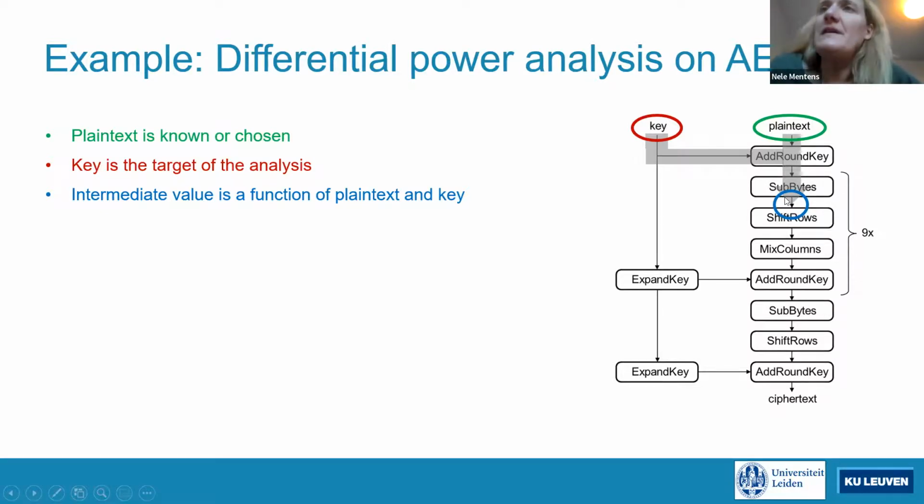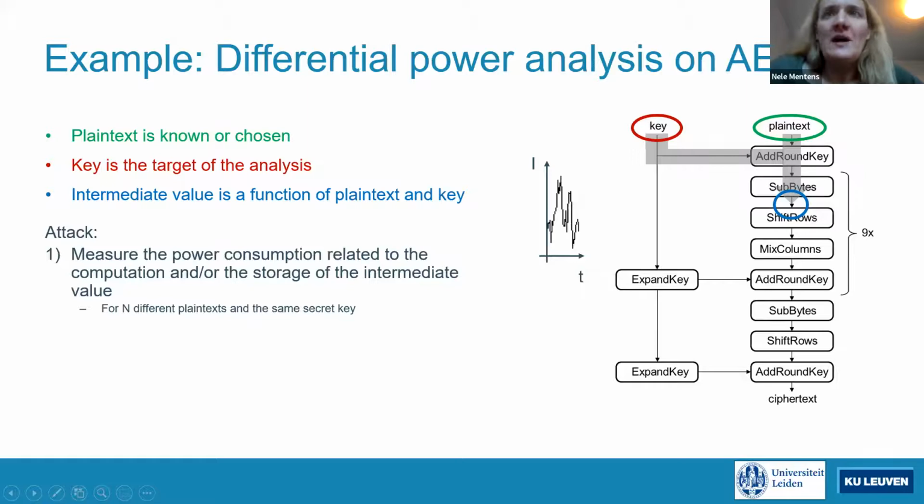There is an intermediate value that will be measured through power consumption. That is a function of the plain text and the key. And we focus, for example, on this intermediate value. So how does an attacker do the attack then? First of all, he or she measures the power consumption that is related to the computation and or the storage of this value. So that means whenever this intermediate value is calculated, or stored somewhere, the attacker makes sure to measure the current that is drawn from the power supply, which gives us an idea of the power consumption, of course. Measures the power consumption at this moment in time.